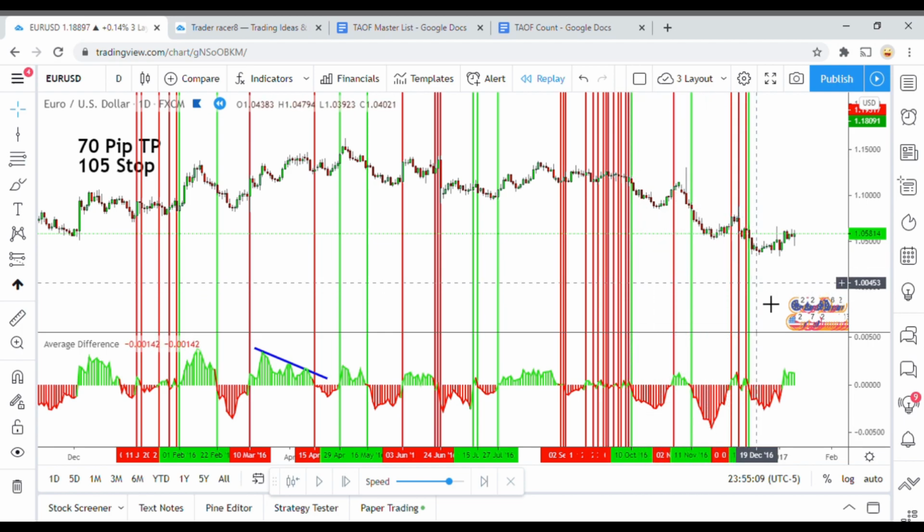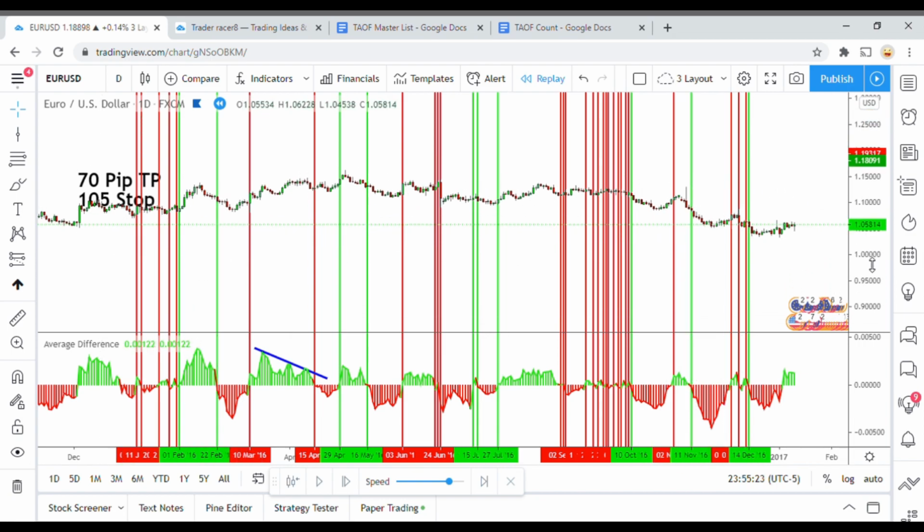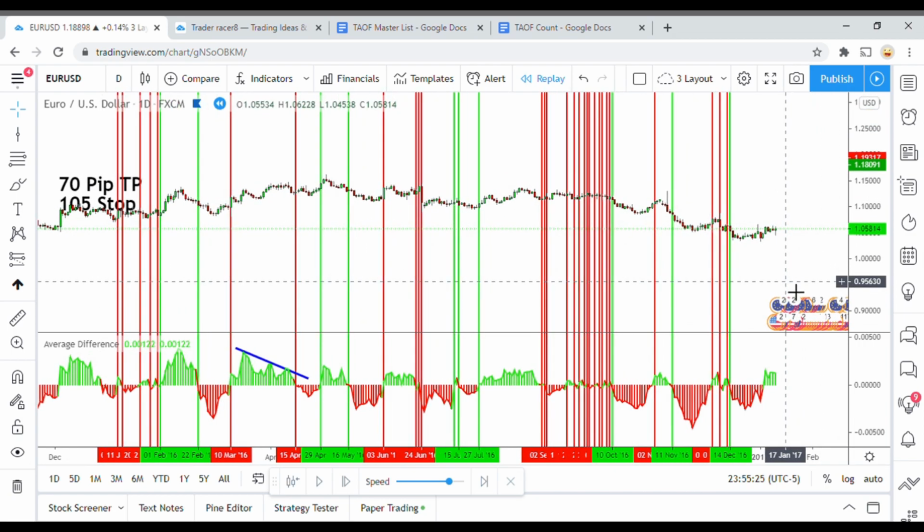31, 32, 33, 34, 35, 36, 37, 38, and 39. And out of those 39, we have 1, 2, 3, 4, 5, 6, 7, 8, 9, and 10. And so that definitely is not going to get us to the 60% criteria. So this one is going to go on the no list.